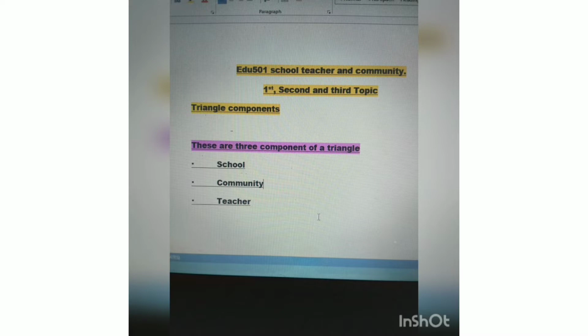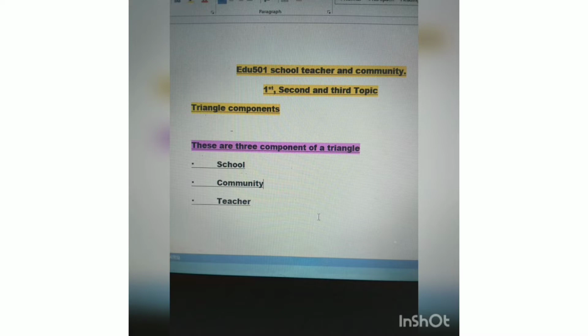School is the second home for a child. We will learn about different aspects, and we will also learn that school is an identity and has different backgrounds. So let's start with school, community, and teacher.